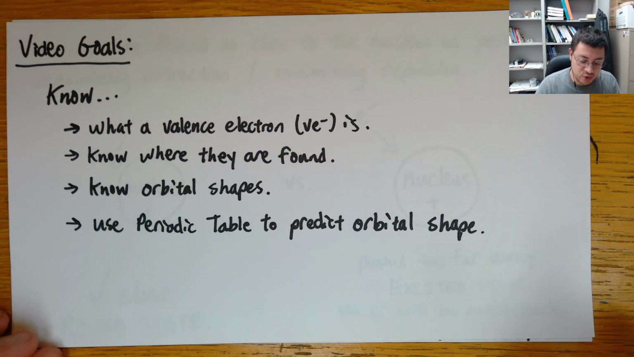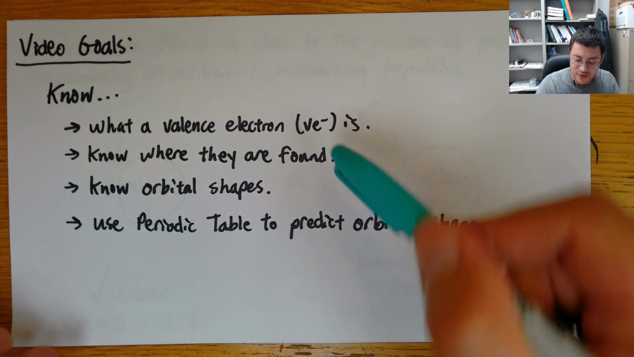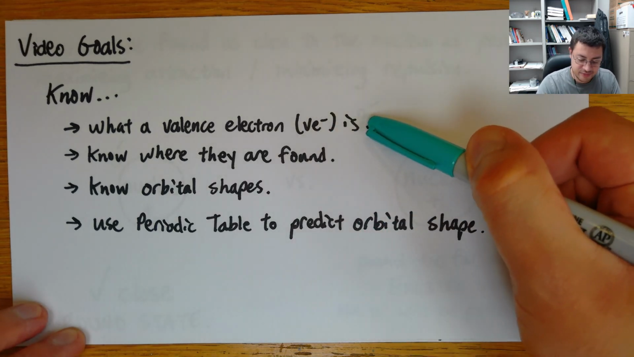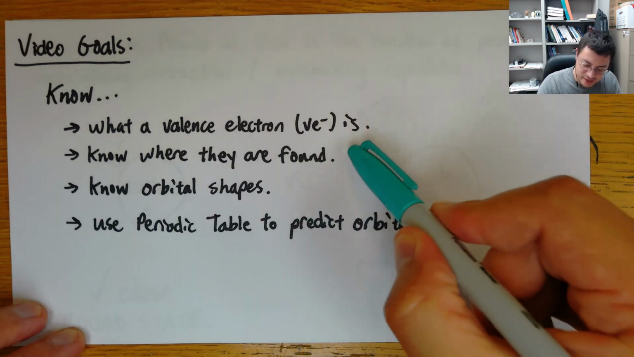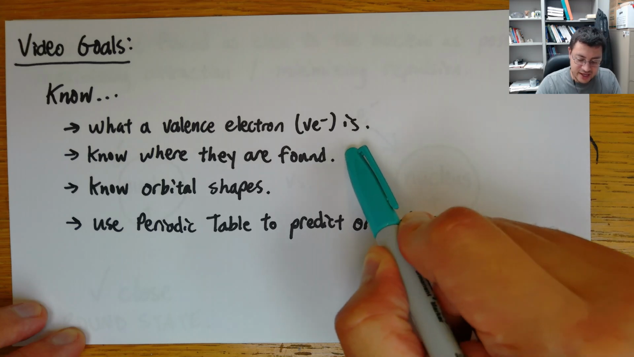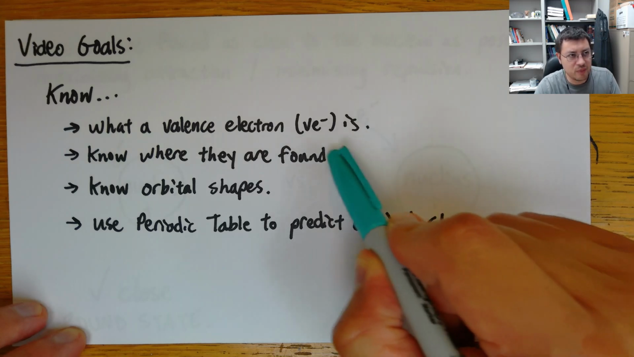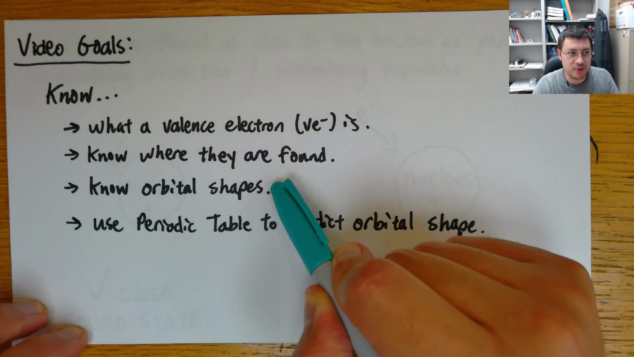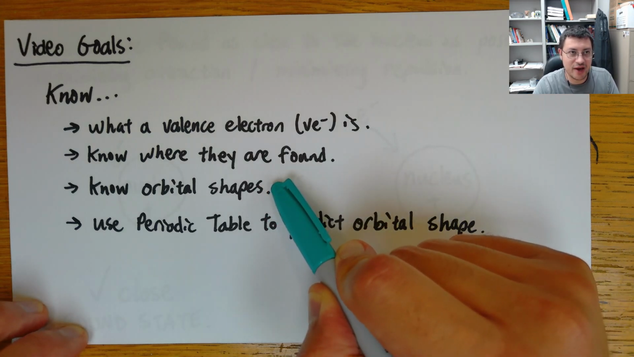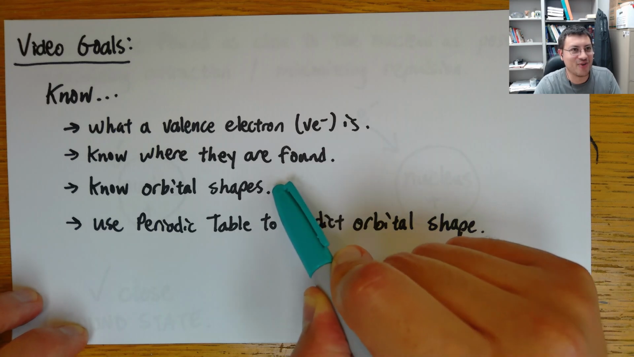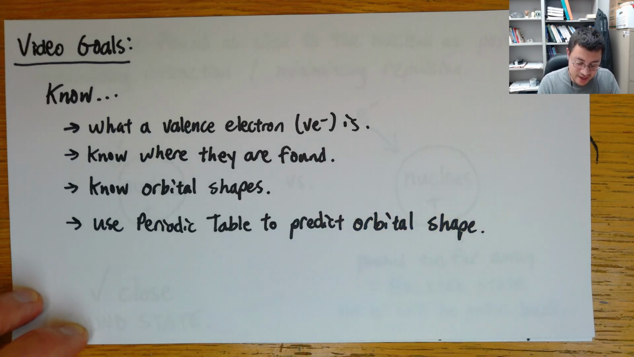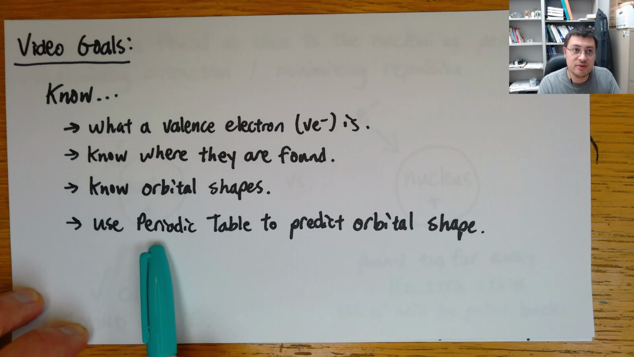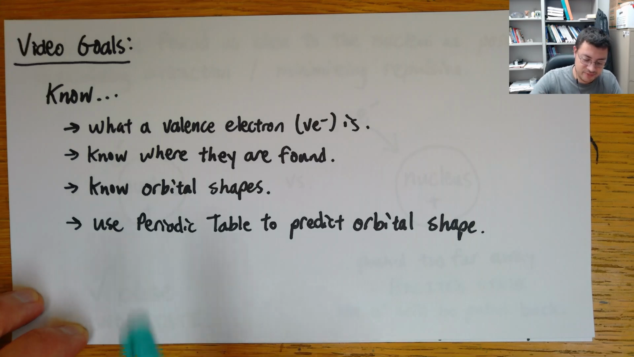So I got some goals for today. We already talked about what a valence electron is. We already talked about where they can be found. We'll have a little bit more to say on that. And then we're going to talk about something called an orbital shape. I'll just leave that as a question mark for now. And then we're going to close with using the periodic table to predict orbital shape.